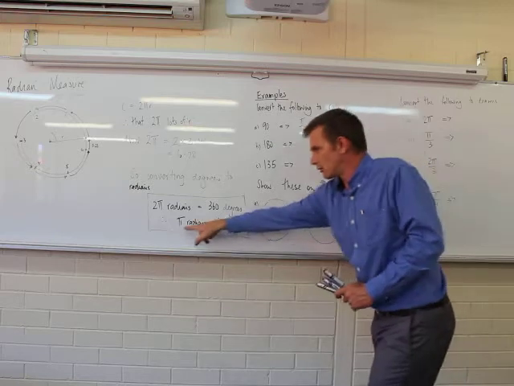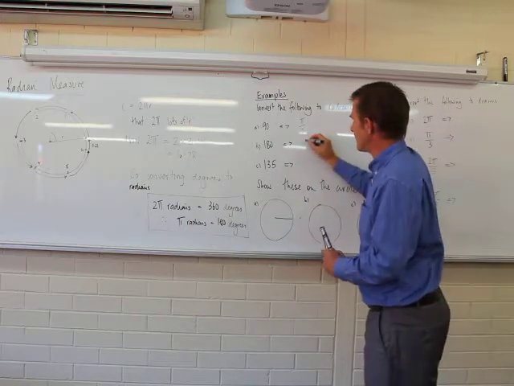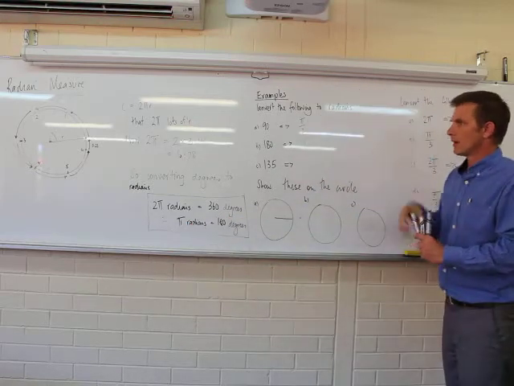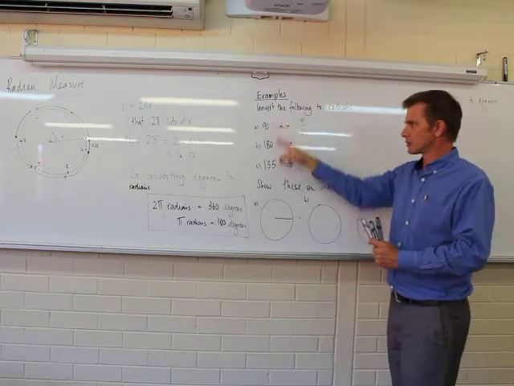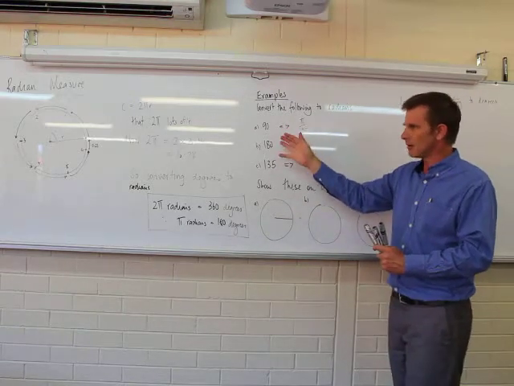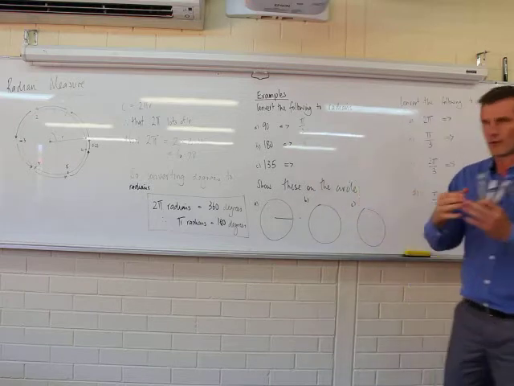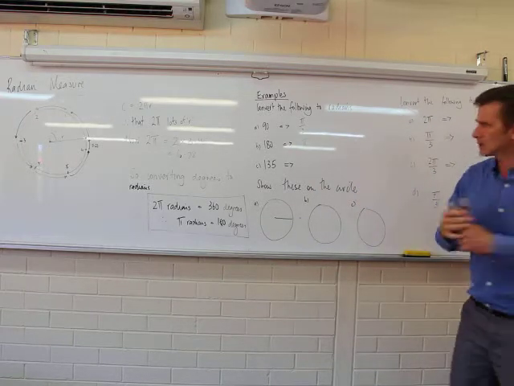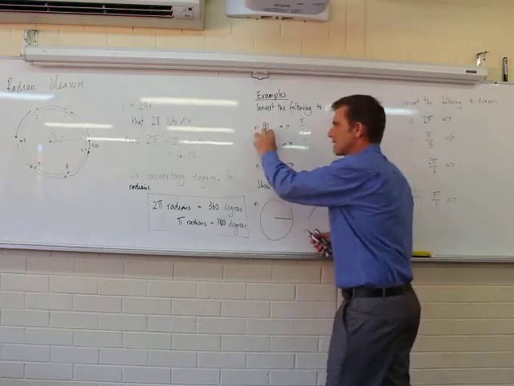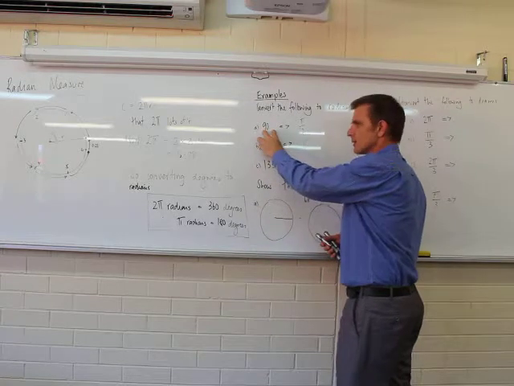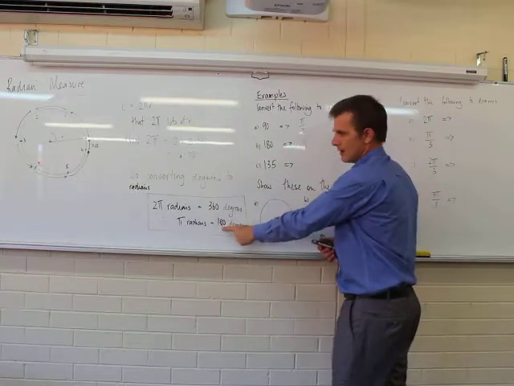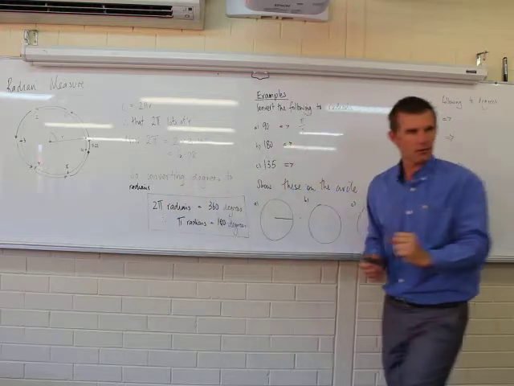180, well, that's already right here. That's just going to be pi radians. Now 135, these ones weren't so bad. We could kind of see it. But in order to convert from degrees to radians, really what I'm doing is I'm taking whatever the degrees is, I'm dividing by 180, and therefore I get the number of radians that I need.